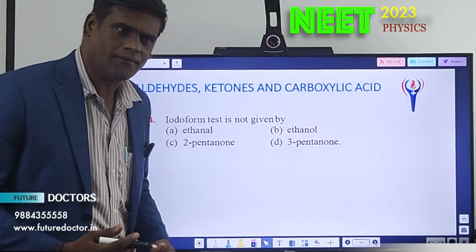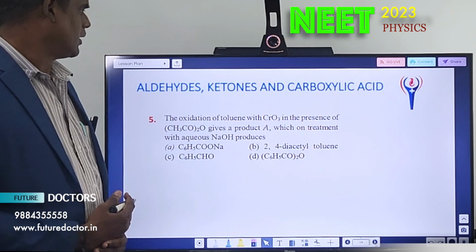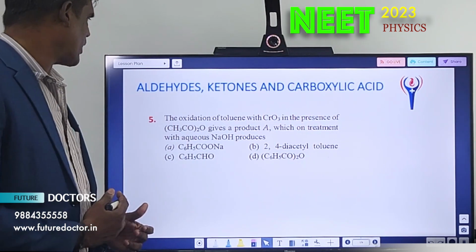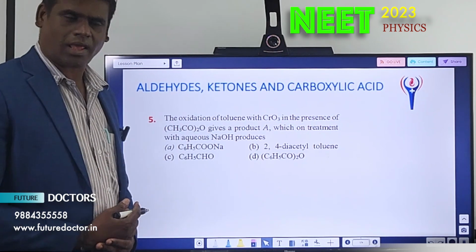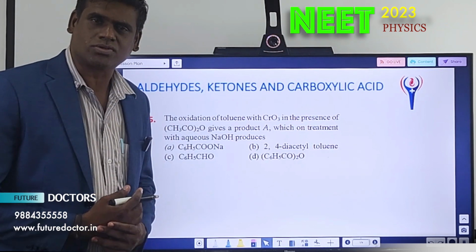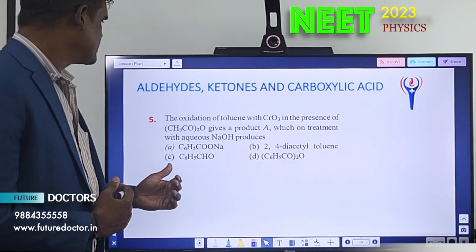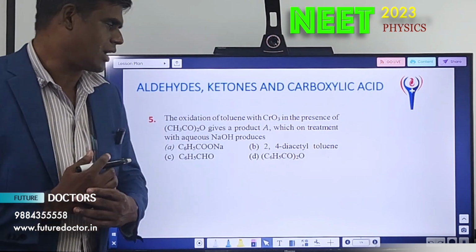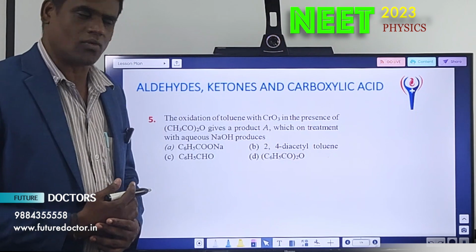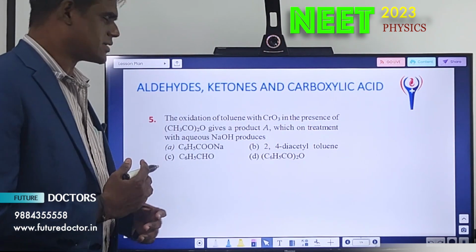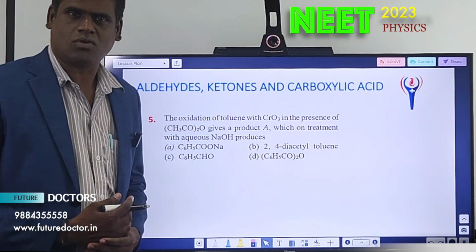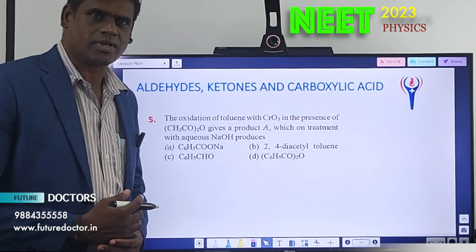Let's move to question number 5. The oxidation of toluene with CrO3 in the presence of CH3CO twice O gives a product A, which on treatment with aqueous NaOH produces dash. Option A, C6H5COONa. Option B, 2,4 diacetyl. Option C, C6H5CHO. Option D, C6H5CO twice O.